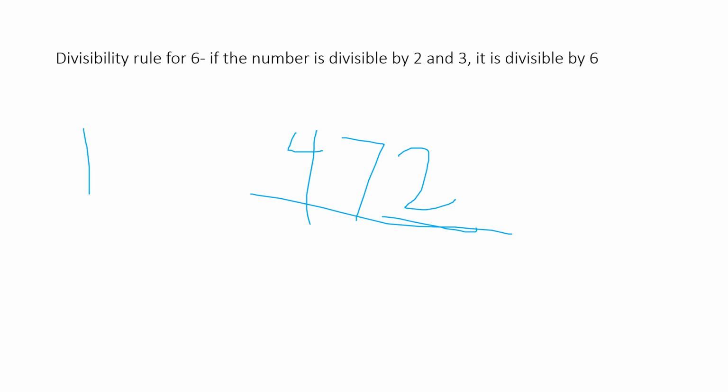Let me do 12. So it is divisible by 2, and then if I do 1 plus 2, that's 3, and that is a multiple of 3, so it is divisible by 6. Okay.